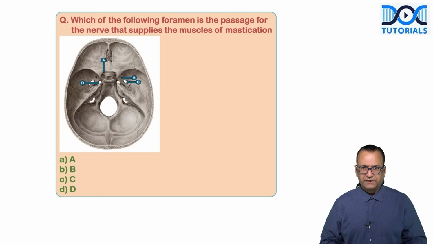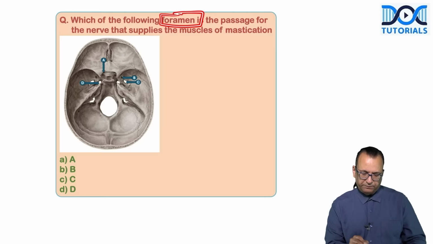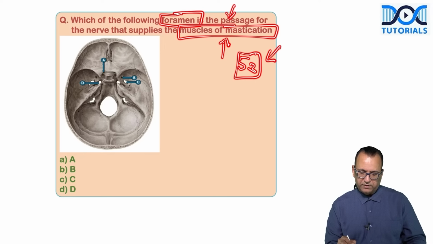Muscles of mastication develop in the first pharyngeal arch, and the nerve of the first pharyngeal arch is the mandibular nerve, a branch of the trigeminal. It will be passing through the foramen ovale. So the question is asking which foramen is for the passage of the nerve that supplies the muscles of mastication, and basically they are asking for the mandibular nerve, branch of the trigeminal nerve, passing through the foramen ovale. So we have to locate the foramen ovale. Let us zoom this diagram now.